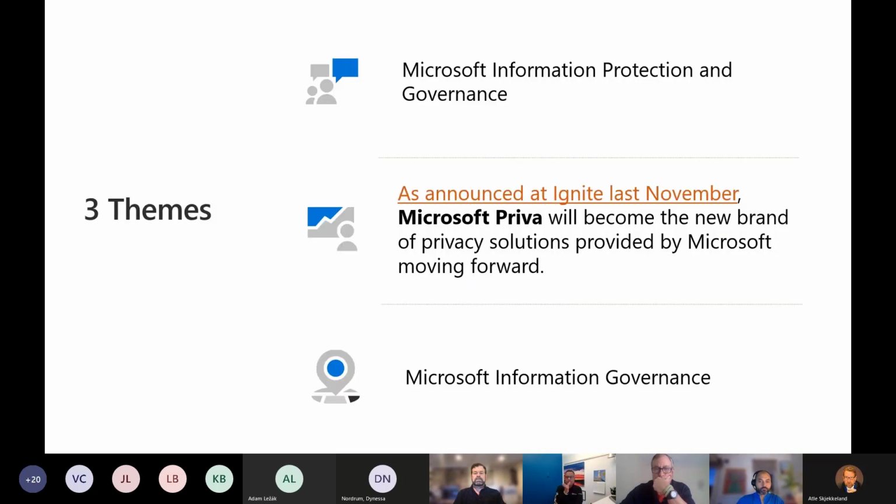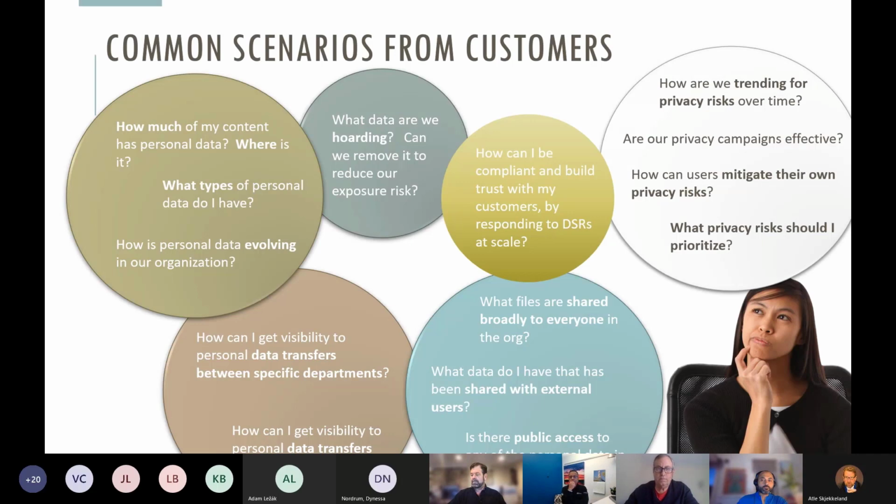I just wanted to frame everyone, whoever joined late, to say I talked about information protection. Now I'll spend a little bit of time on the Microsoft Priva, which is our new privacy solution, and then we'll talk about InfoGov. So if you can build this out for me, Vivek, thank you.